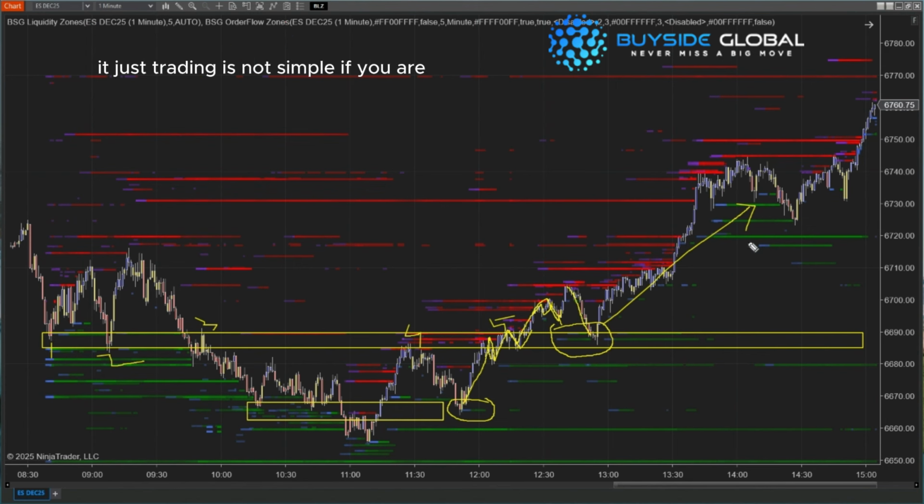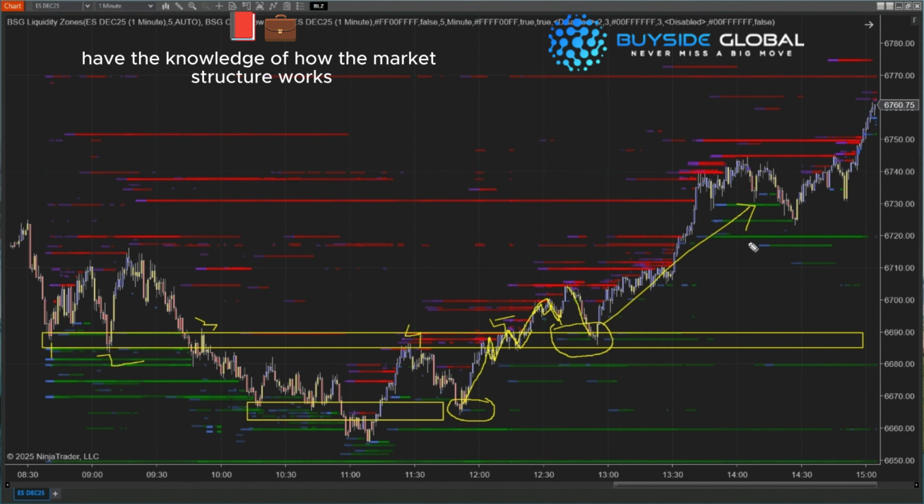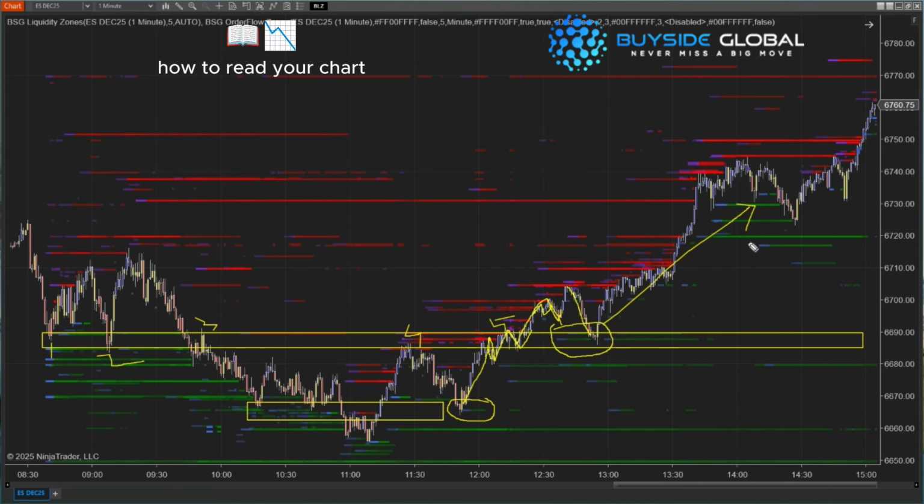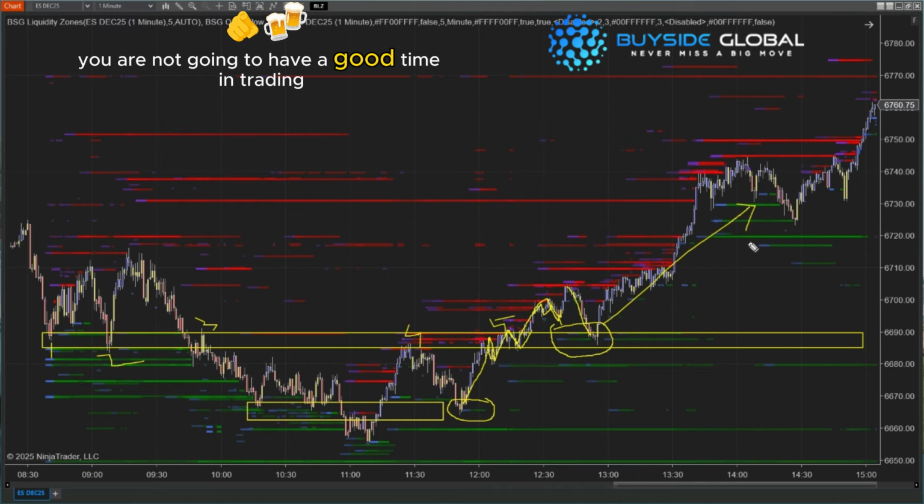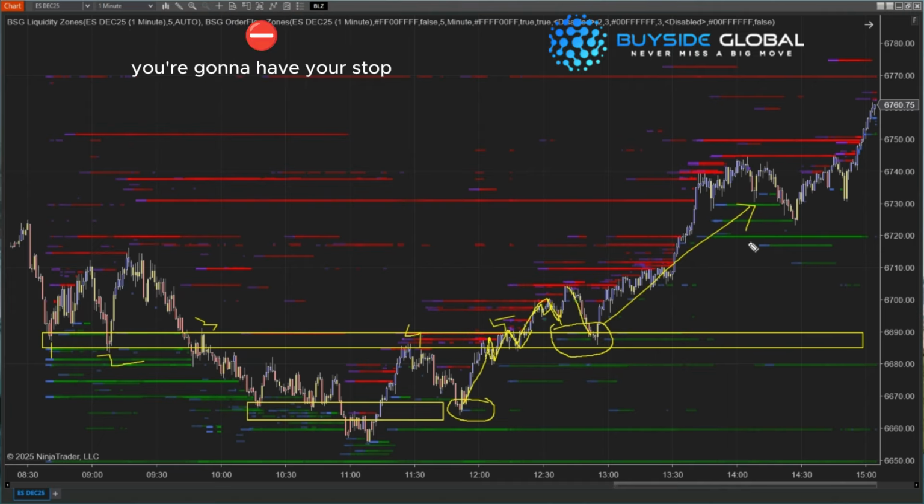Trading is not simple. If you don't have the knowledge of how the market structure works, that's why I always say market structure knowledge, how to read your chart, how to read the possible manipulations, you are not going to have a good time in trading. Your stops are going to get hunted. You're going to lose your trades continuously. Know the levels you can trade. In this case, the supply and demand fundamentals, the level fundamentals always help.